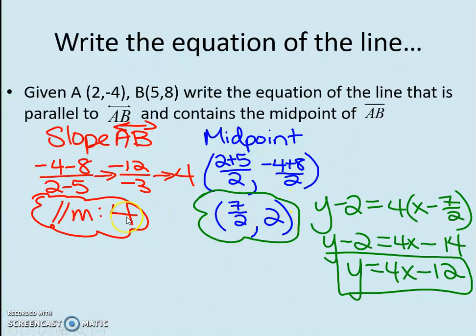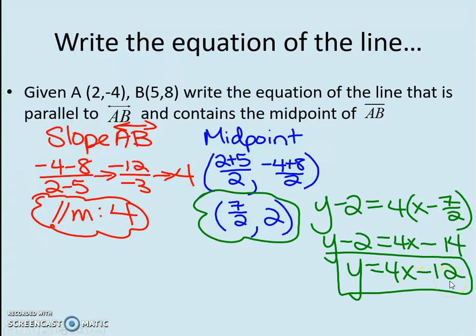So we're going to use the parallel slope and the midpoint to put it into point slope form. So m will be 4, x1 will be 7 over 2, y1 will be 2. And then you do the distributive property. Multiplying, 4x, and 4 times 7 over 2 is 14. Then we add 2 to each side, so that's going to be negative 12. So y equals 4x minus 12.